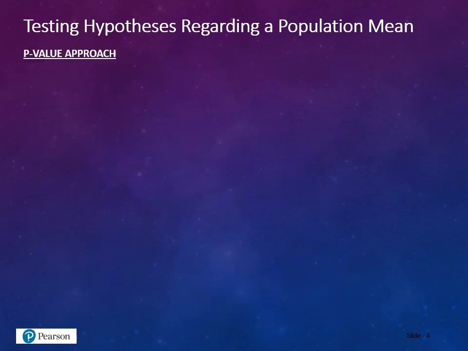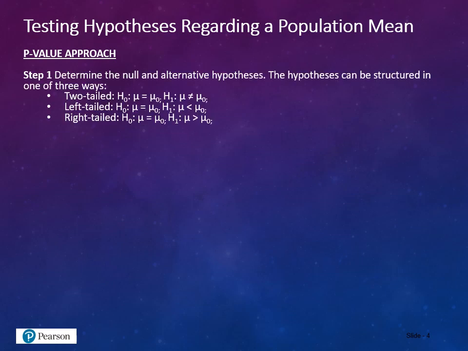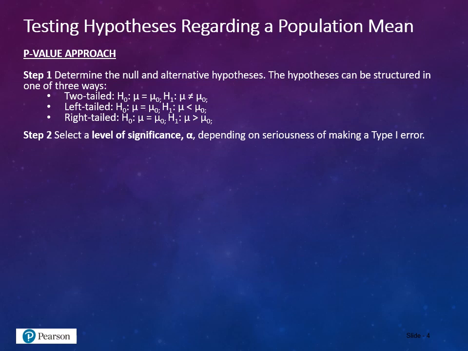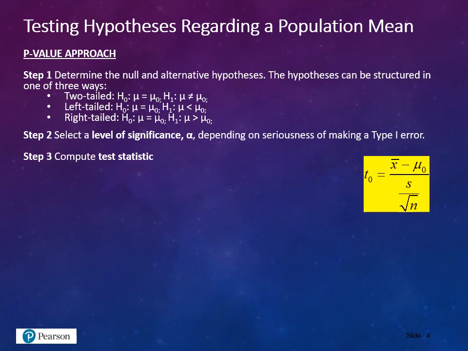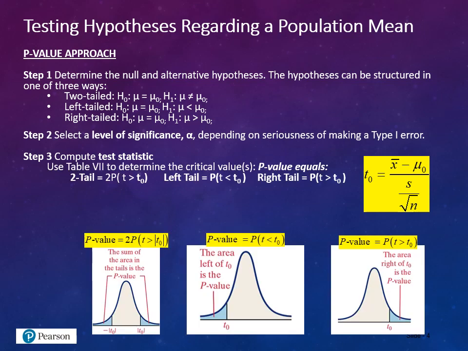And now let's look at the p-value approach. Very similar. Step one is the same. Step two is the same. First is identifying your hypotheses, determining a level of significance. Step three is the same too, where we compute a test statistic. You can see again the formula here.